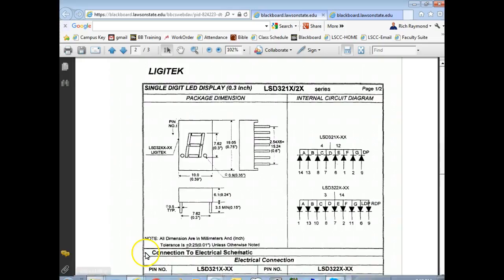I do still have it up here too. So we're using a common anode. Here it is right here. So what's the power? Common anode means we're going to connect power up here. And what's the two ends?